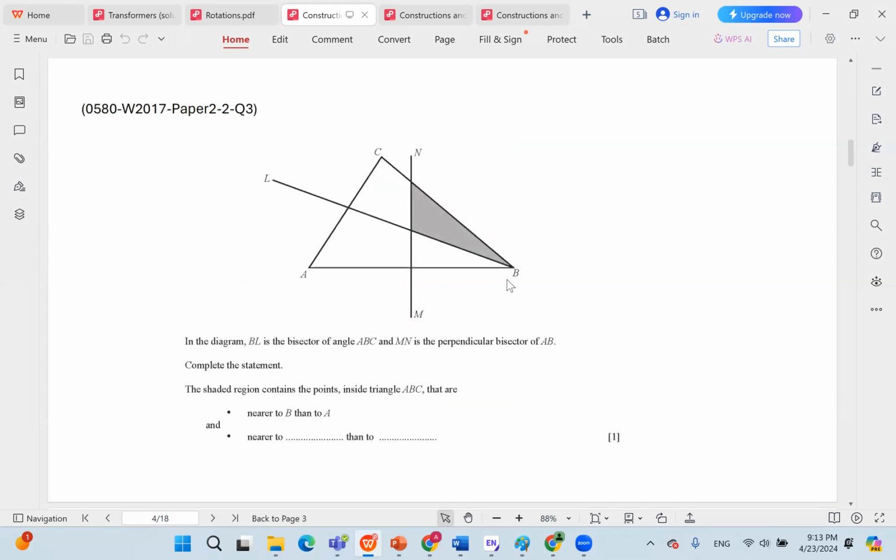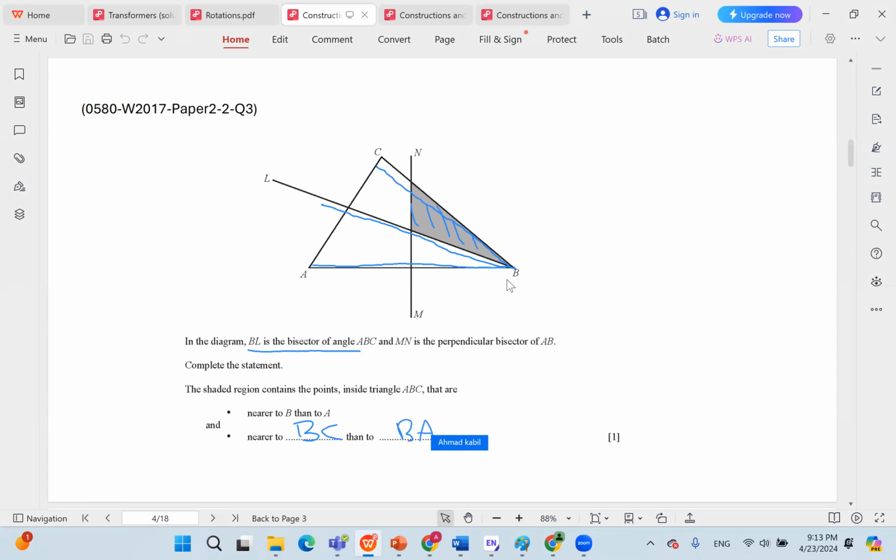In the diagram, BL is the bisector of angle ABC and MN is the perpendicular bisector of AB. Complete the statement. So let's begin with BL. So BL is the bisector of angle ABC, this angle here. BL is the bisector of it. So the shaded region, of course, is nearer to BC than to BA. So we can just write here BC and BA.